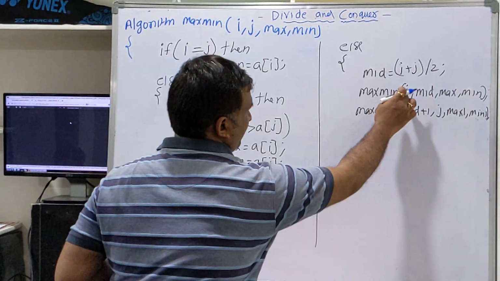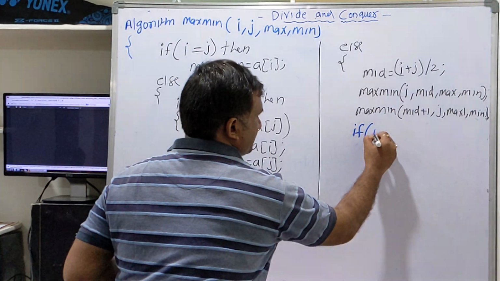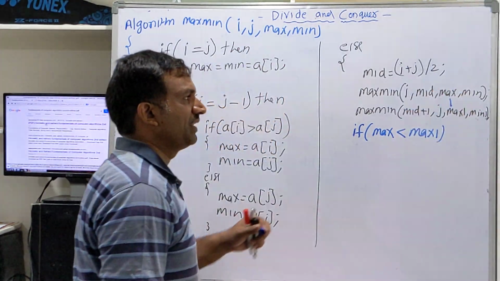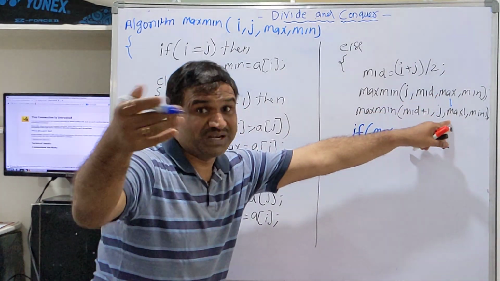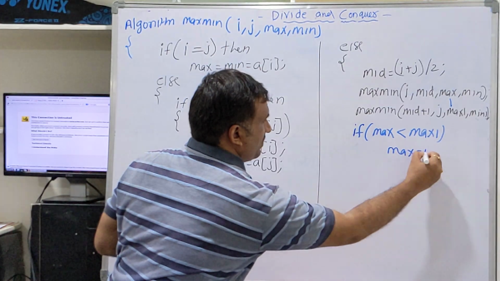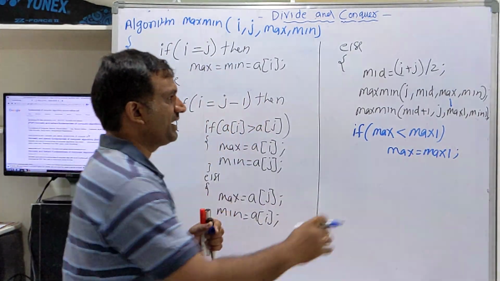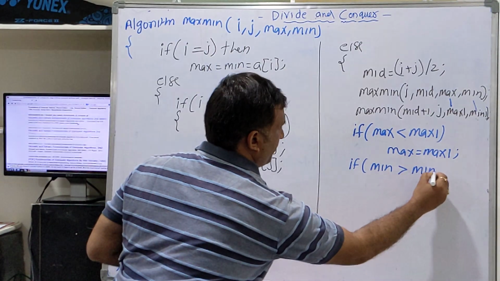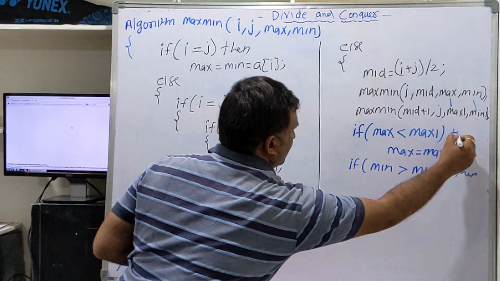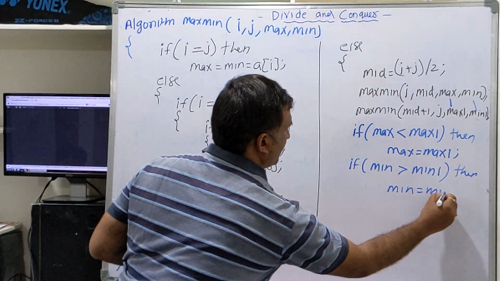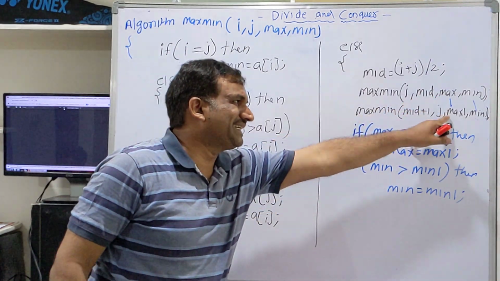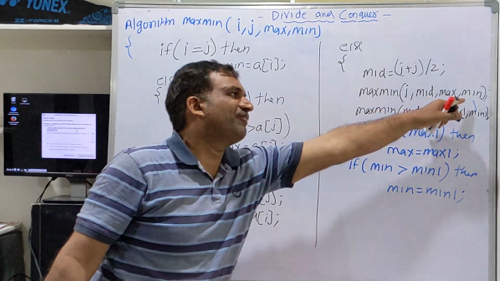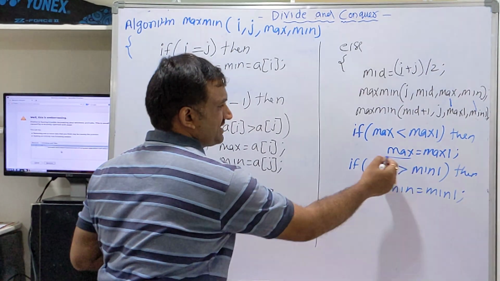So how will you compare? Very simple. If the first max is less than max1, so this max and this max I am comparing, that means max1 is the maximum, so max is equal to max1. Similarly, min and min1 are compared. If min is greater than min1, if this condition is true, min is equal to min1. That means this max and this max are compared, and this min and this min1 are compared, and you find one maximum from these two and one minimum from these two. That is the final answer. Are we clear?